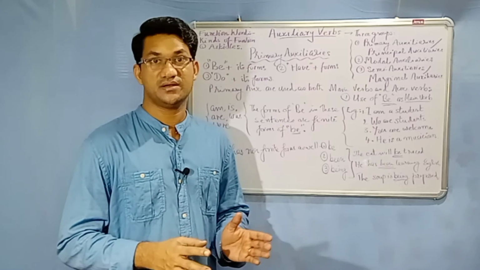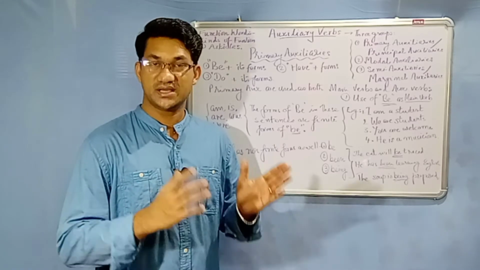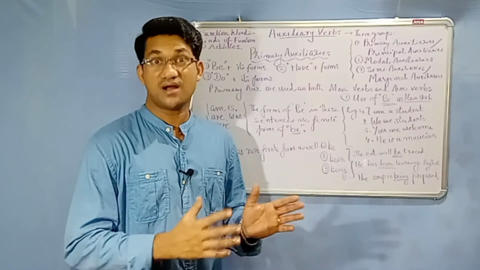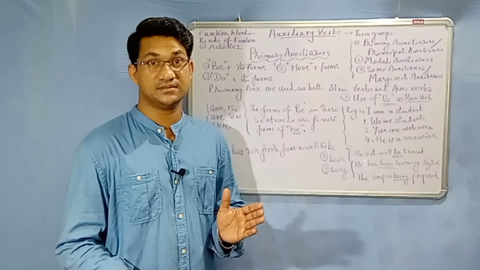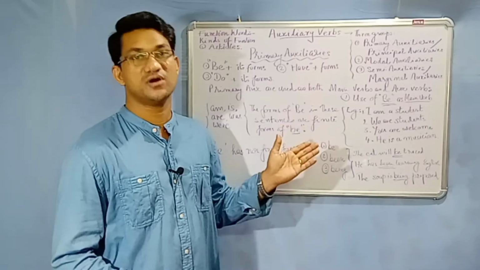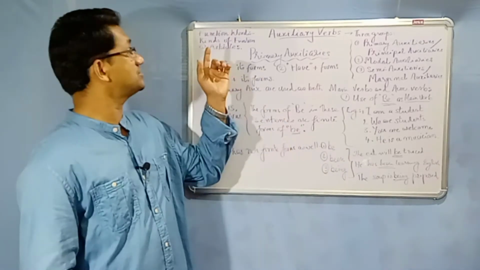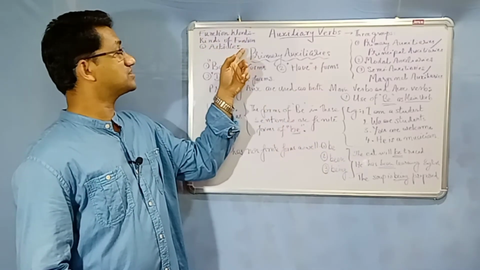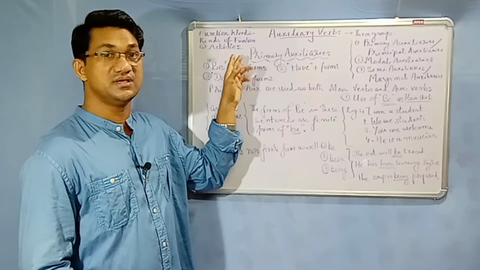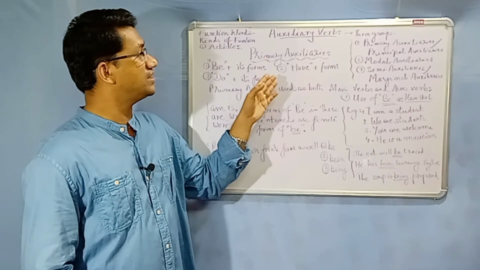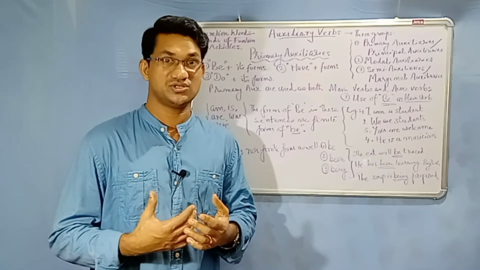Yesterday we studied the articles a and the. Today we start the discussion of yet another kind of function word, that is auxiliary verbs. It's easy to understand. We are discussing function words, and we are discussing kinds of function words. We discussed articles in the former session, and now we are discussing auxiliary verbs. We have to understand the definition of auxiliary verbs right now.